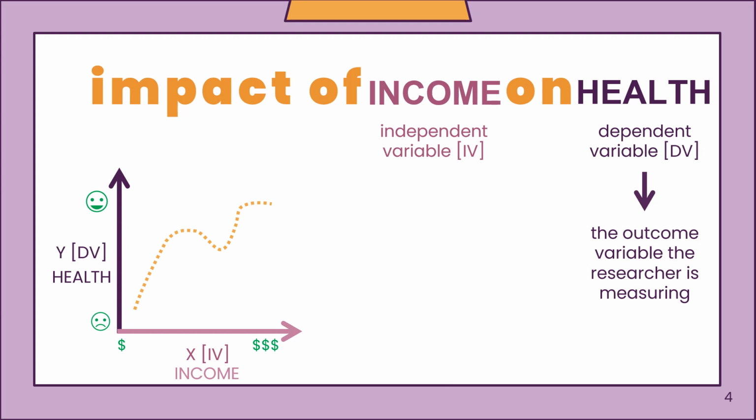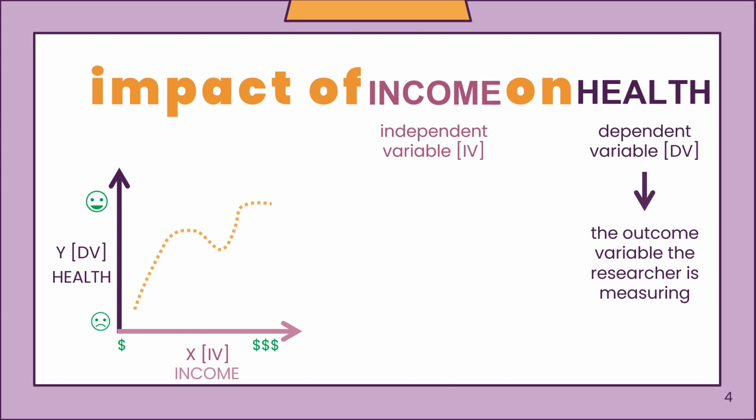So let's use a quick example. All the examples in this presentation are fake, they're made up, they're not real things, okay? So there's another caveat for you. So let's look at the impact of income on health. As a researcher, I'm interested in learning more about the health of people, right? That is my outcome variable.